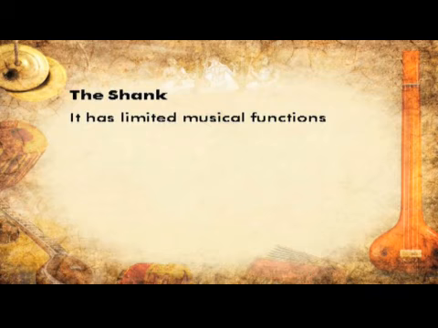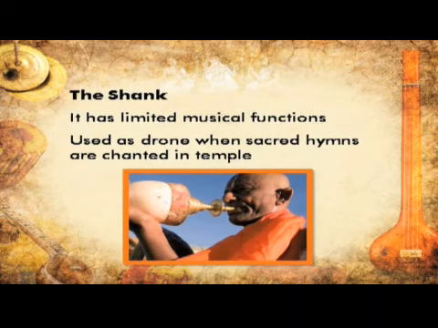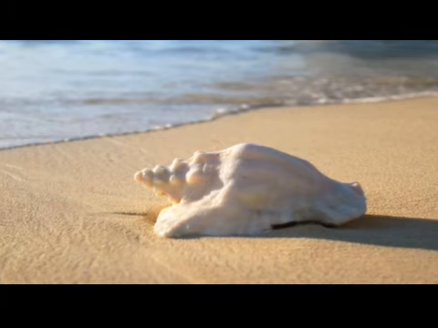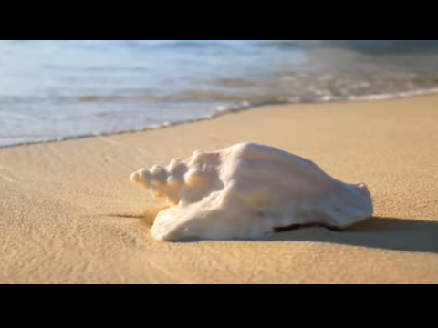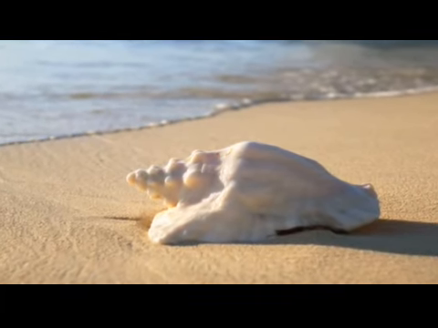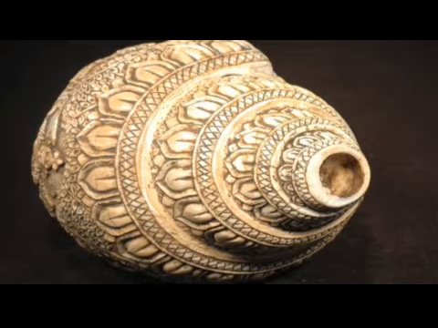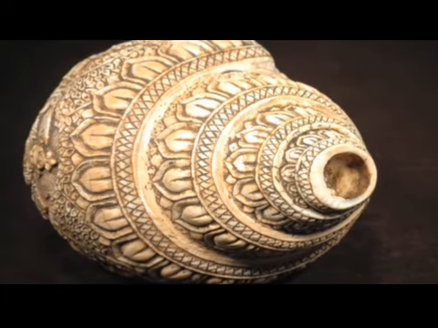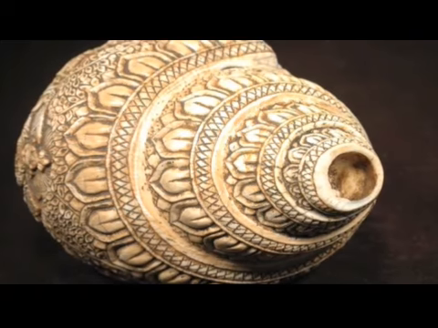It has limited musical functions and is used as a drone in temple music while the sacred hymns are chanted. Drones may also be classified into those wherein the notes are produced successively as in the tambura and simultaneously as in the Shruti box.